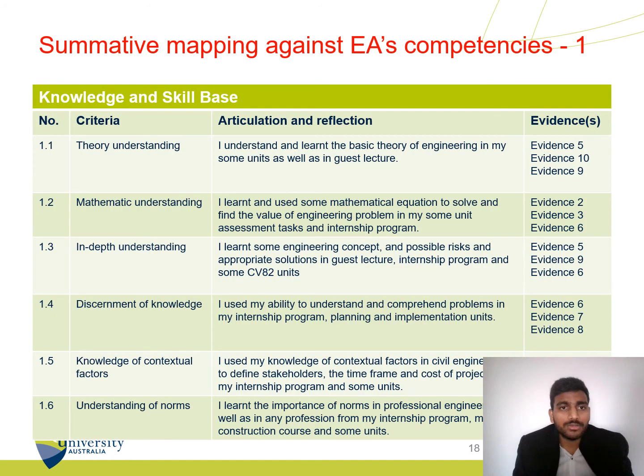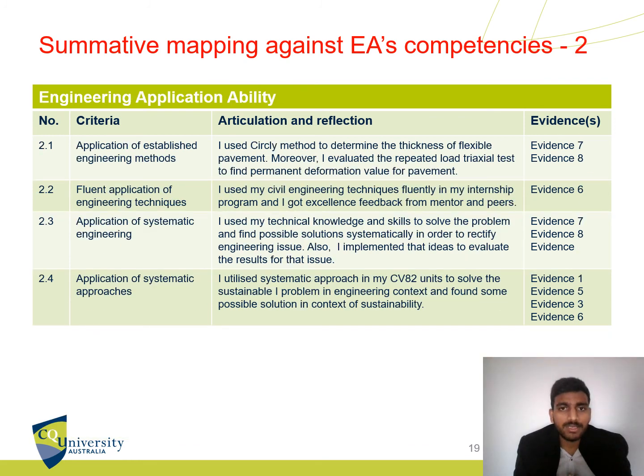So this one is the summative mapping against ES competency 1. As you can see on the screen, I wrote an articulation and reflection regarding each of the criteria, and I also mentioned the evidence from this articulation and reflection against those competencies. This one is the summative mapping against ES competency 2, based on engineering application ability. As you can see on the screen, I wrote an articulation and reflection according to the criteria, and I also mentioned the various evidence regarding ES competency 2.